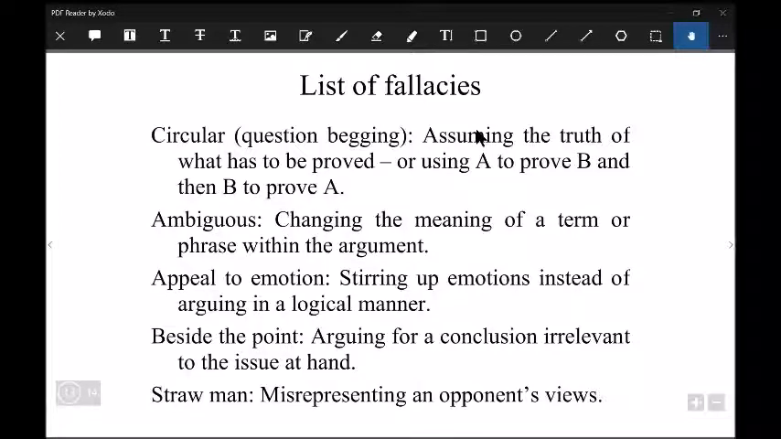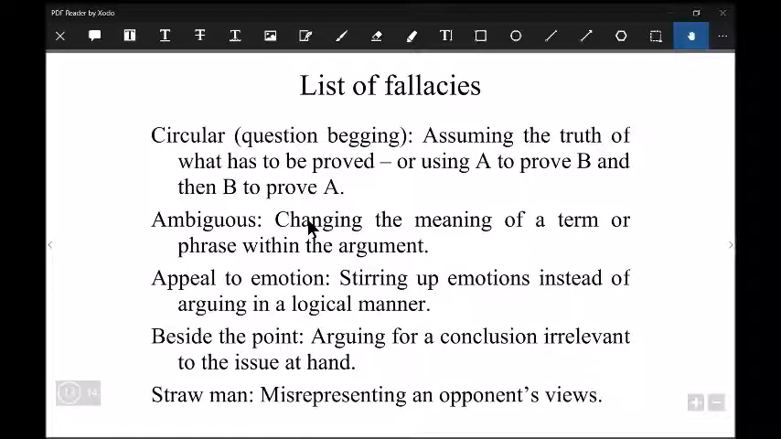It's like saying A is true, therefore A is true. Or sometimes you argue in a circle. A is true, therefore B is true. B is true, therefore A is true. Why is A true? Because B is true. Why is B true? Because A. You haven't really proved anything. A circular argument.